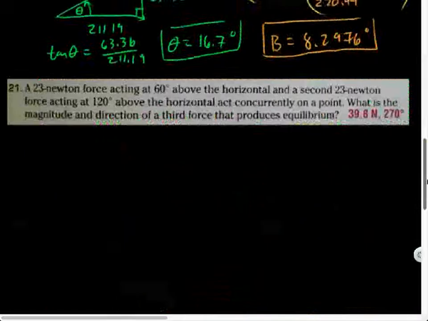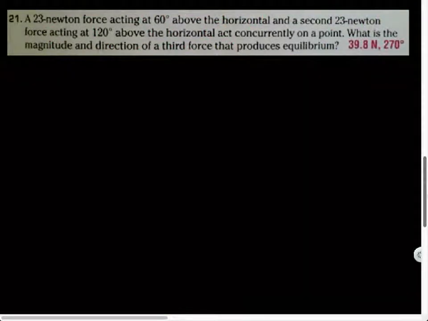Well, let's take a look at problem 21 real quick. I'll at least set this up. This one's an equilibrium problem. It says a 23 Newton force acting at 60 degrees above the horizontal. All right, so 60 degrees, 23 newtons. So there's one vector, and a second 23 Newton force acting at 120 degrees above the horizontal.